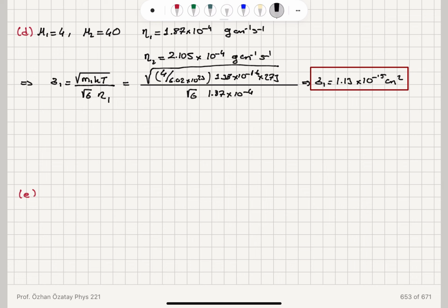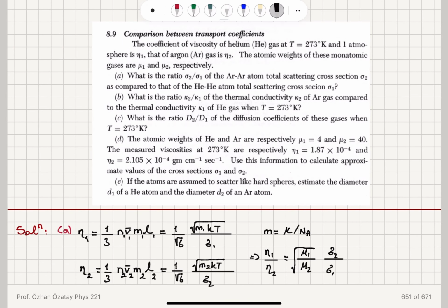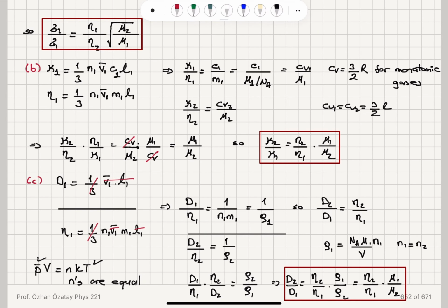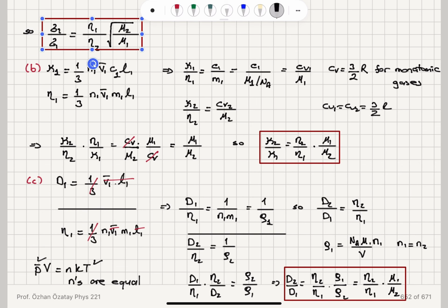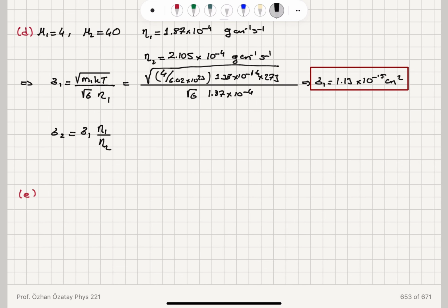And we do the same calculation for sigma 2. Sigma 2 is, we have the ratio here, sigma 2 over sigma 1 is eta 1 over eta 2, square root mu 2 over mu 1. So sigma 2 is sigma 1 times eta 1 over eta 2, because it was eta 1 over eta 2 here, and then square root mu 2 over mu 1.